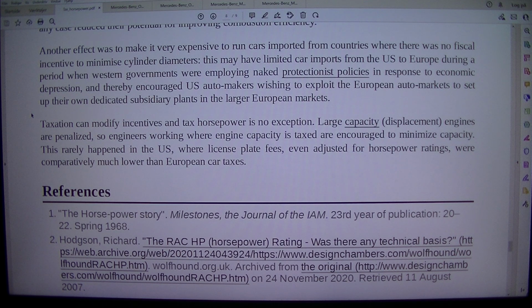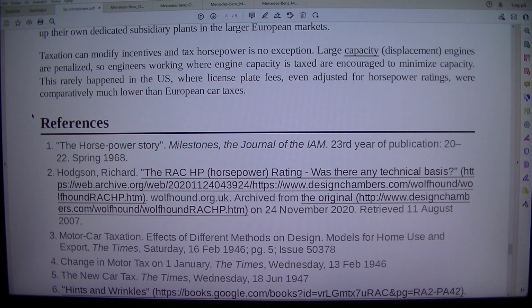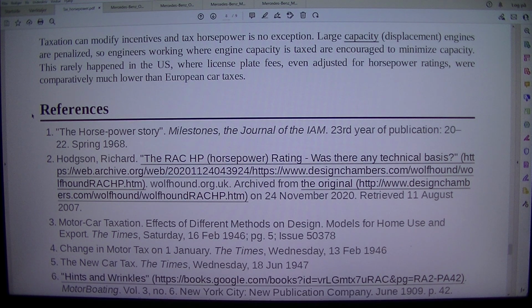Taxation can modify incentives, and tax horsepower is no exception. Large capacity, displacement, engines are penalized, so engineers working where engine capacity is taxed are encouraged to minimize capacity. This rarely happened in the US, where license plate fees, even adjusted for horsepower ratings, were comparatively much lower than European car taxes.